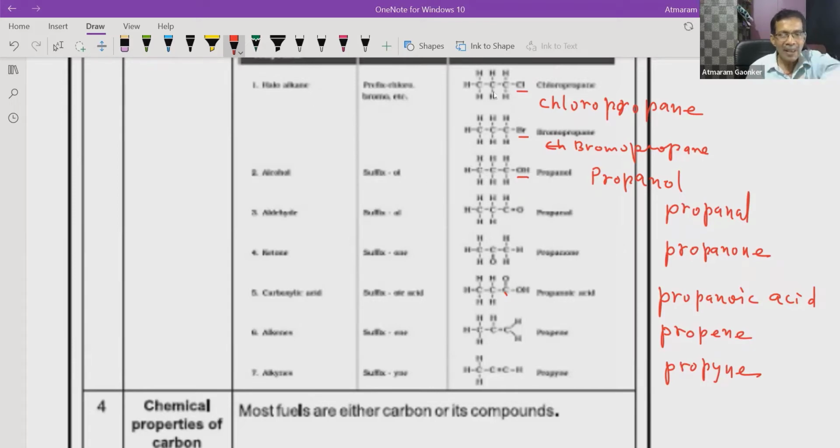So I have used example with 3 carbons, so it is propane. You can write these formulas for 2 carbons, that is for ethane, for 1 carbon, that is for methane, for 4 carbons, 5 carbons, and so on. And accordingly, the names will get changed.